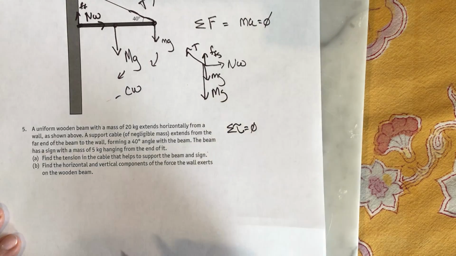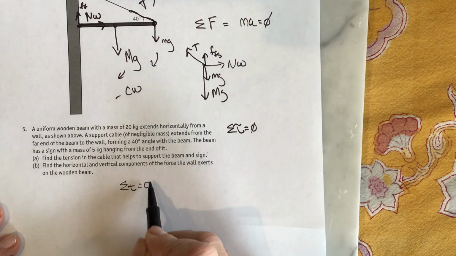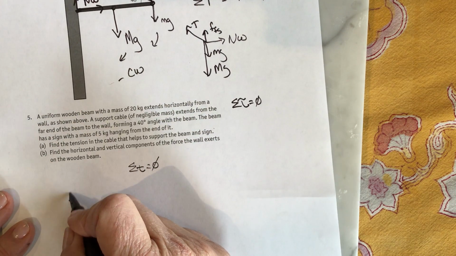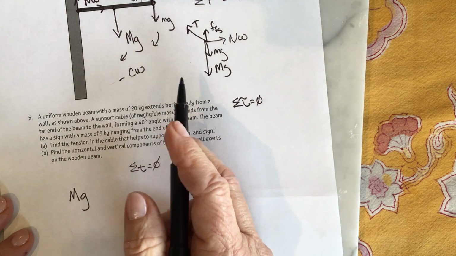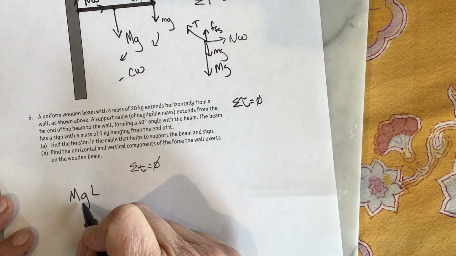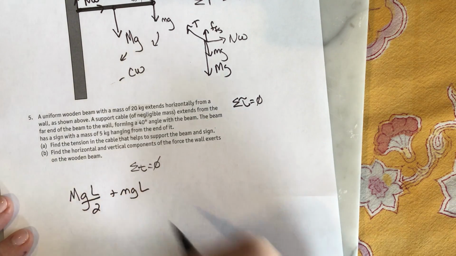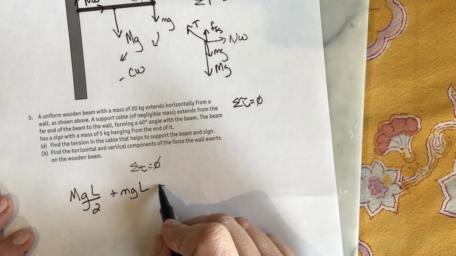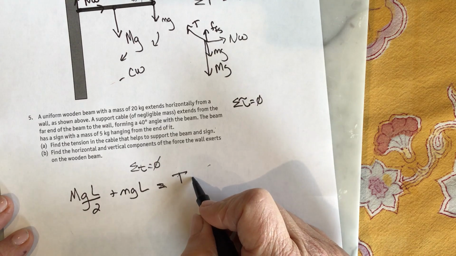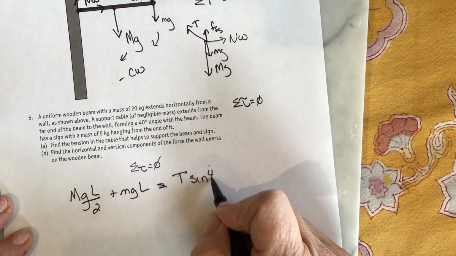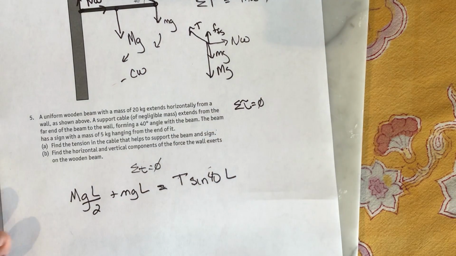Let's start with torque, because torque is the easy part. The sum of the torques is going to equal zero, so let's do our two torques. We've got mg, that's the mass of the beam, and that's applied at half the length of the beam, plus the mass of the sign, and that's applied at the full length of the beam, and that's equal to our tension times sine 40. And why sine 40? Well, it has to be perpendicular to the beam, and that's applied at the end, L.